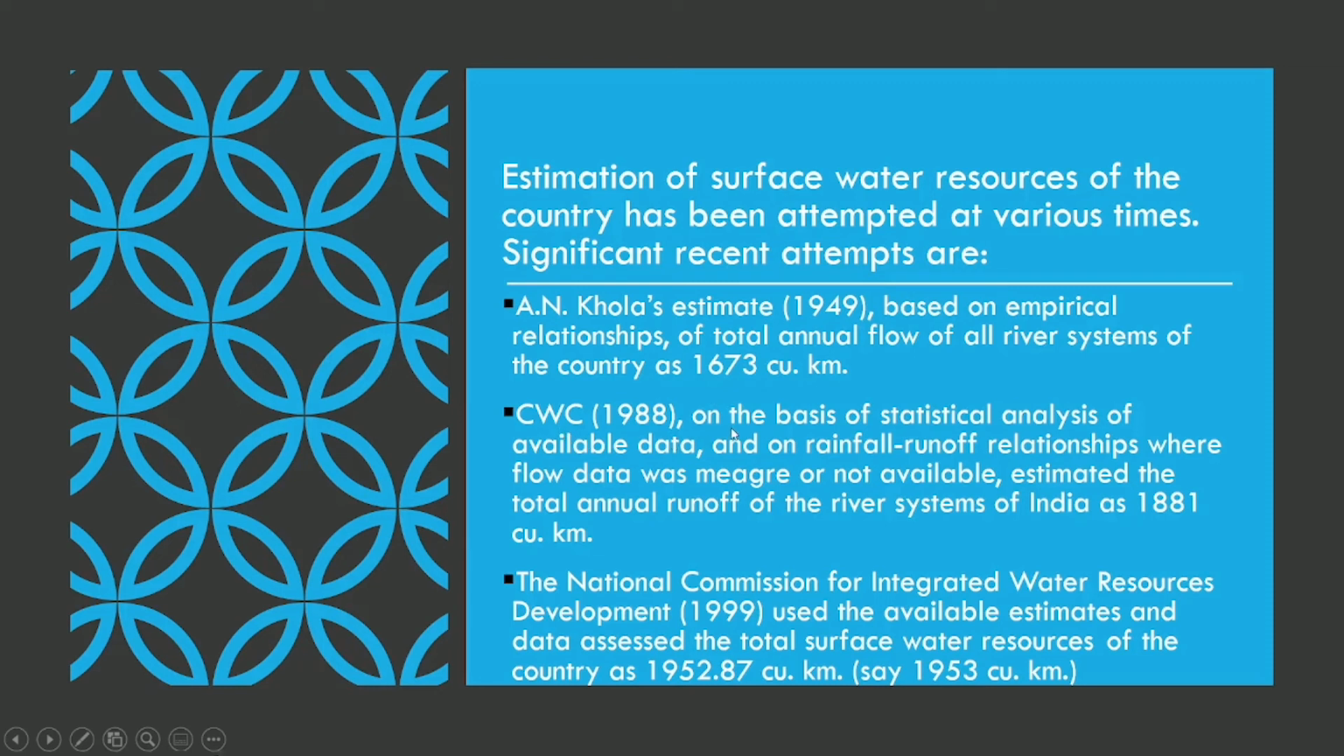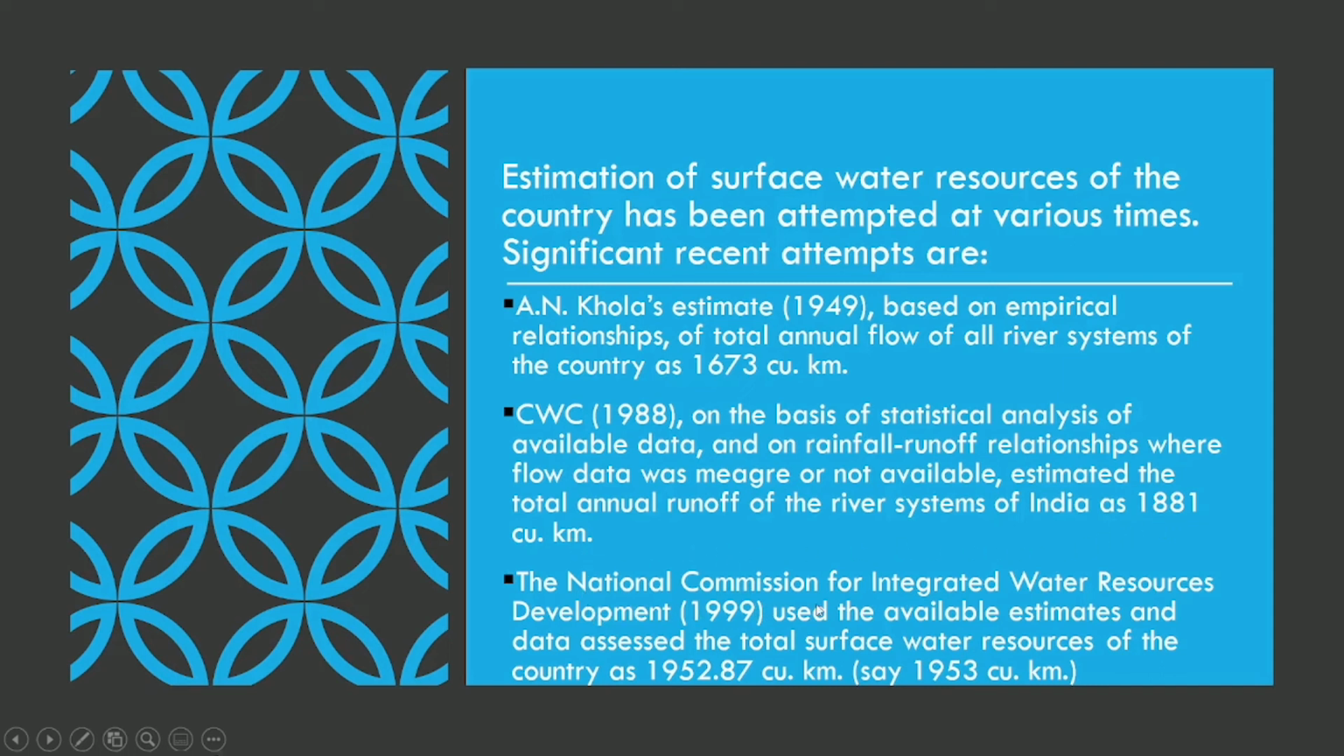CWC 1988, on the basis of statistical analysis of available data and on rainfall runoff relationships where flow data was meager or not available, estimated the total annual runoff of the river systems of India as 1881 cubic kilometers.